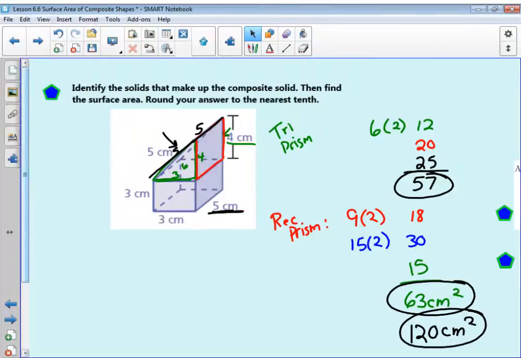Okay, key thing on working with composite figures is you have to make sure that you are not including where those 2 solids, those 2 3-dimensional solids, meet. Other than that, good luck with this. You should know all of your formulas, and if you don't, then jump back and look in your previously learned sections. Good luck with this, guys.